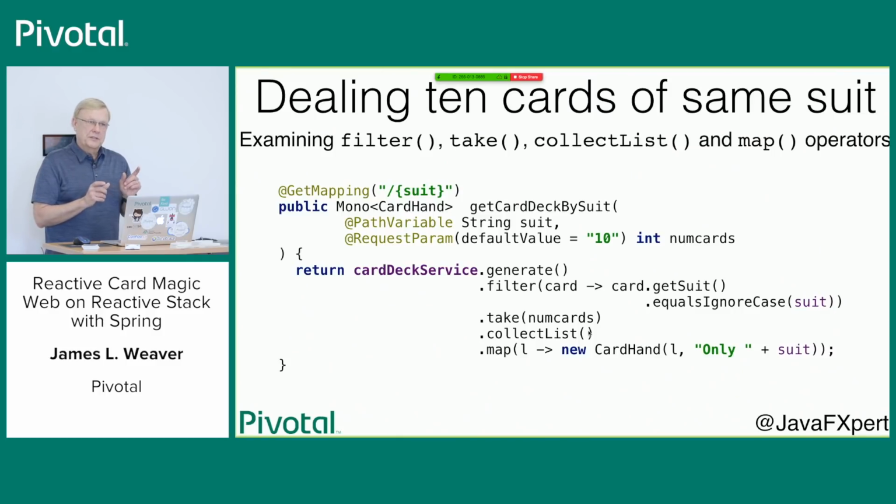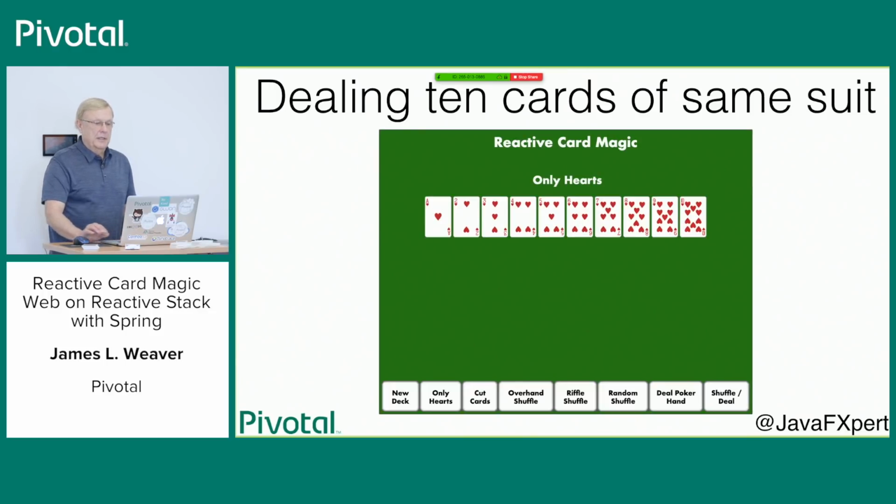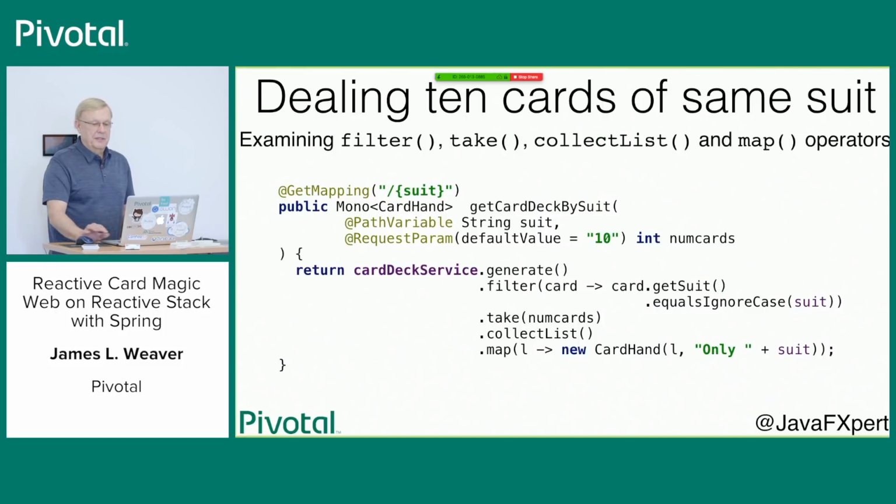That mono contains a list, in this case a list of cards. And then we have a map that's going to take that mono, which contains a list of cards, and it's going to pass that list of cards into the function, and map it to a new card hand with that list of cards as the first argument and a string as the second argument. And that's why we see the words "only hearts", because it had "only" and then the hearts that were passed in. So any questions on that?